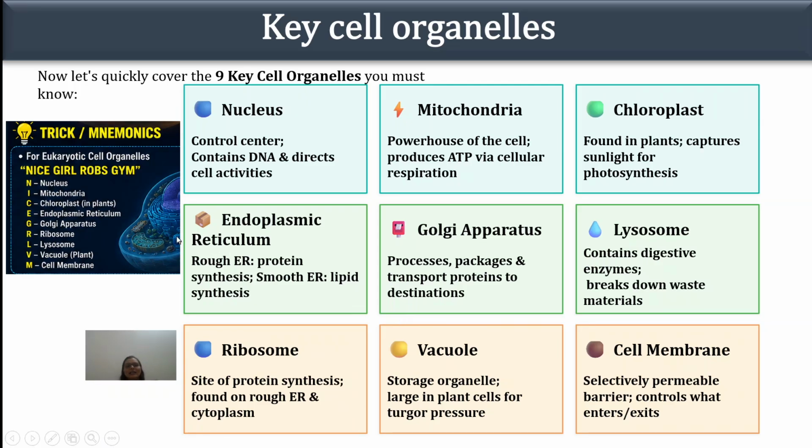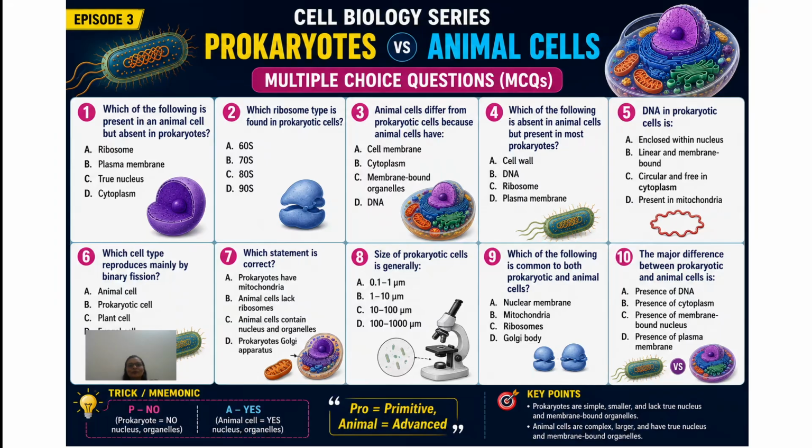It means NICE GIRL ROPE STEM, hmm, sorry, the trick is: N means nucleus, I means mitochondria, C means chloroplast, endoplasmic reticulum, G for Golgi apparatus, R for ribosome, L for lysosome, V for vacuoles, and M for cell membrane. In the next lecture we are going to discuss the different functions of these organelles. Right now we just give the key cell organelle names.